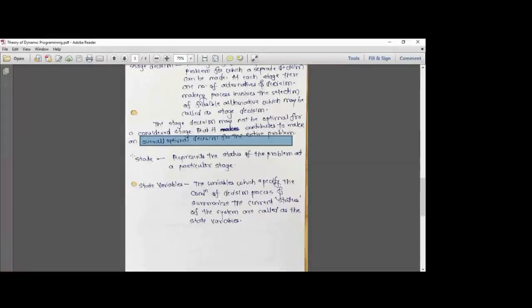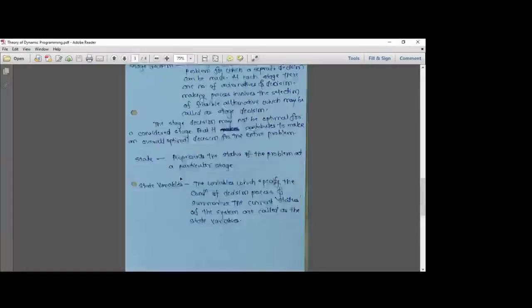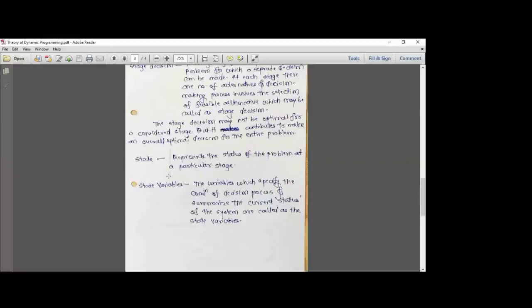So state. What is a state? State represents the status of the problem at a particular stage. That is nothing but a status. And what are the state variables? The variables which specify the condition of a decision process and summarize the current status of the system are called the state variables. So you should understand what the state and state variables are.